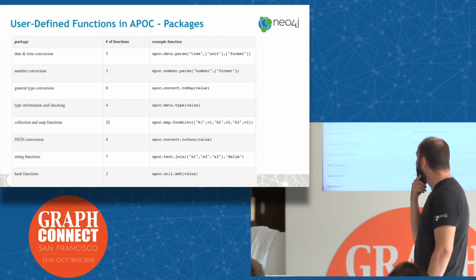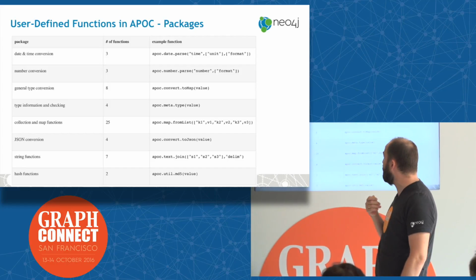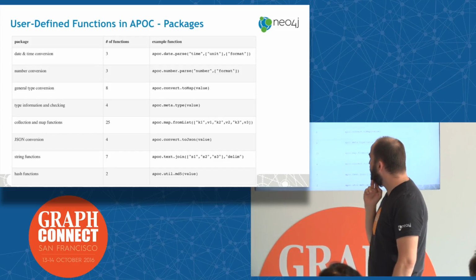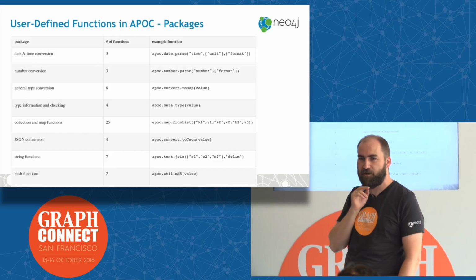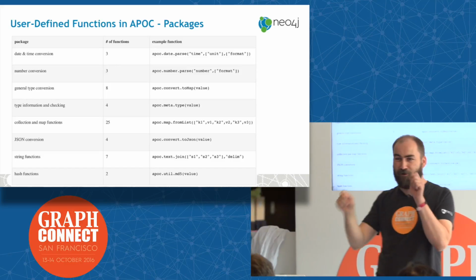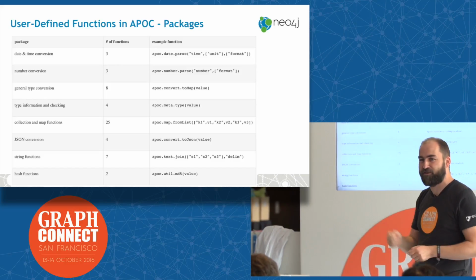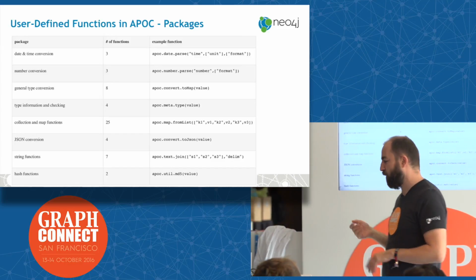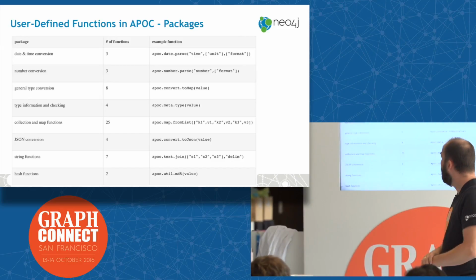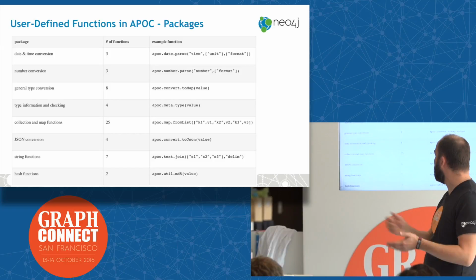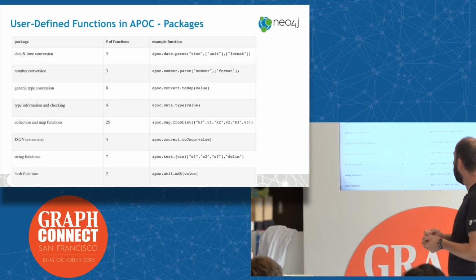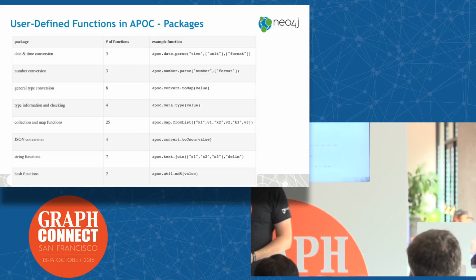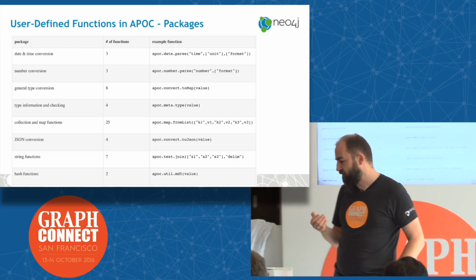And when you look at the distribution of functions that we have in APOC now, we have 3 left in date and time conversion. It used to be like 12, because you have to accommodate all the combinations of parameters, which you don't have to do anymore. So there's one format function, one parse function, and one to deconstruct the time value. Number conversion is the same, reduced also from 12 to 3. General type conversions, you can turn something into a map, into a node, into a boolean, which is really handy.